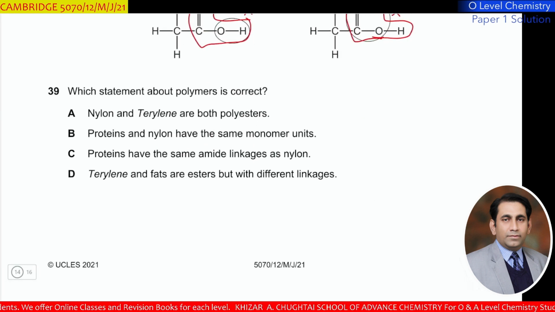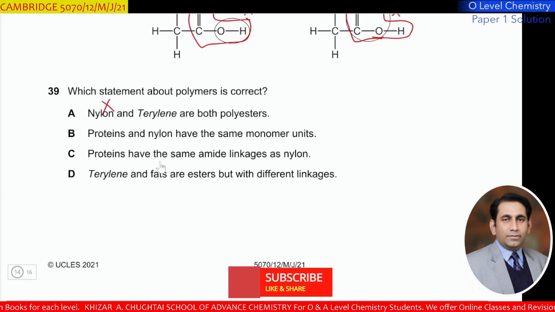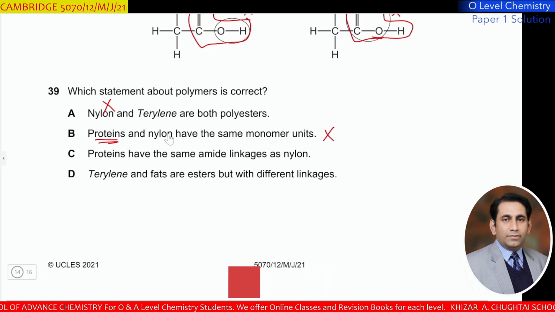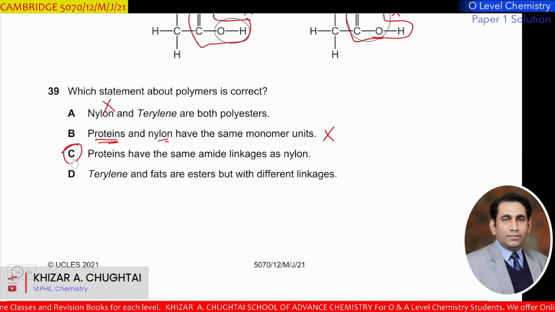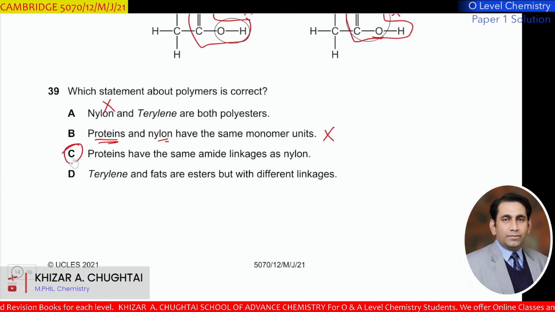Question number 39. Which statement about polymers is correct? Nylon and terylene are both polyesters. No, nylon is not a polyester. Proteins and nylon have the same monomer units. No, protein has amino acids as the monomers, and nylon has a dioic acid and a diamine. So they do not have the same monomer units. Proteins have the same amide linkage as nylon. Yes, it is true. Protein also has the same sort of linkage as nylon.